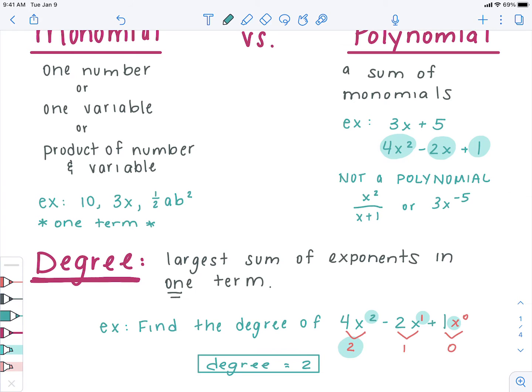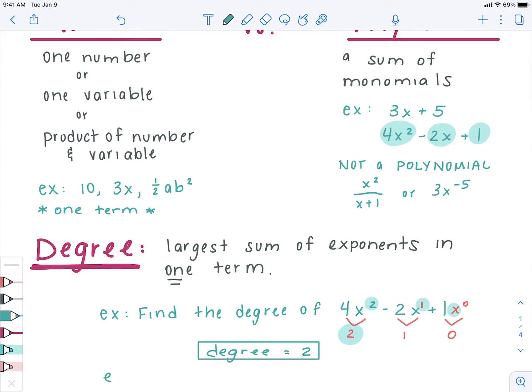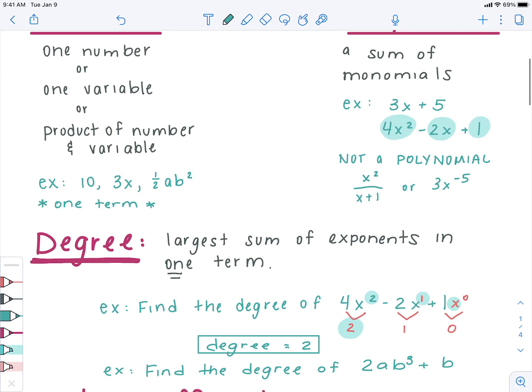We could also have things like find the degree of 2ab cubed plus b. So those are things that don't look as normal as we're used to. They have 2 variables in it. They also have an exponent of 3. But we can find that degree by adding up all the exponents in each term.